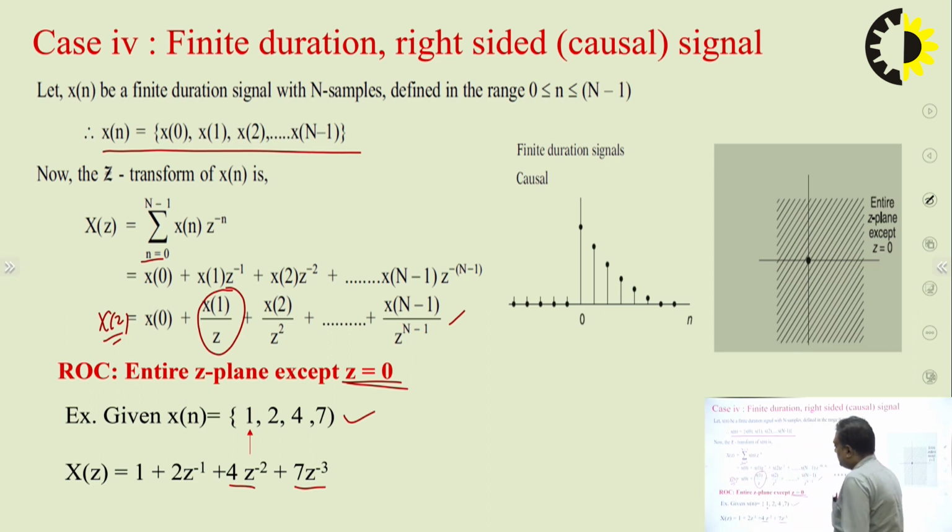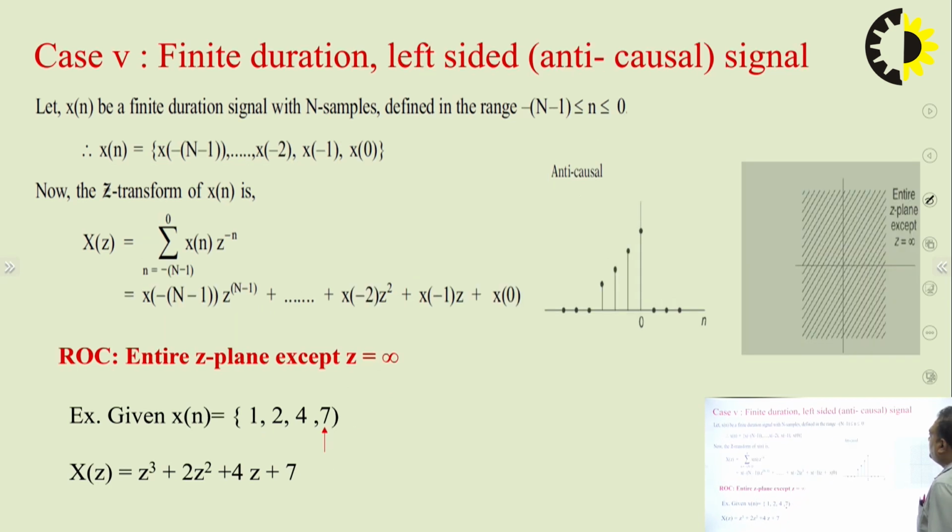Okay. So by this, now you can see if you put z equals 0 here, then the value will become infinity. So ROC will be the entire z plane except z equals 0. And you can see this is z equals 0, which is excluded from this ROC. Now, finite duration left-sided or anti-causal signal.